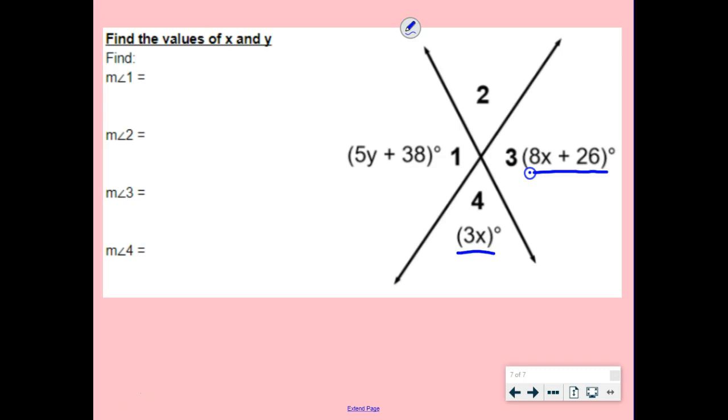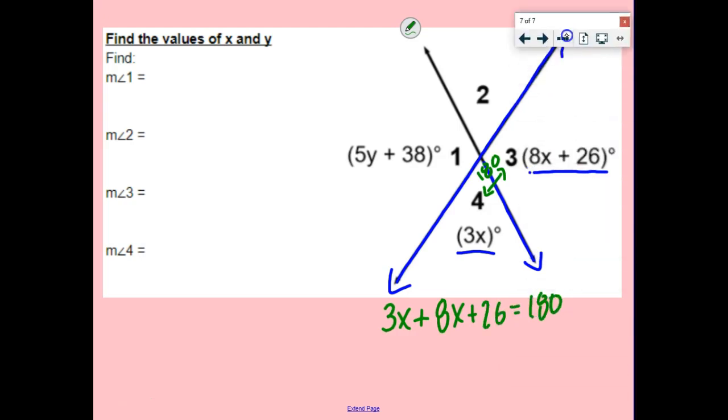Those both have an x in them, and if we look, we have a straight line, two adjacent angles that make up that straight line, which means this is a linear pair, which means 3 and 4 have to sum to 180. So we can take the measures of the angles, 3x plus 8x plus 26, and know that that's going to equal 180. Solve that equation.